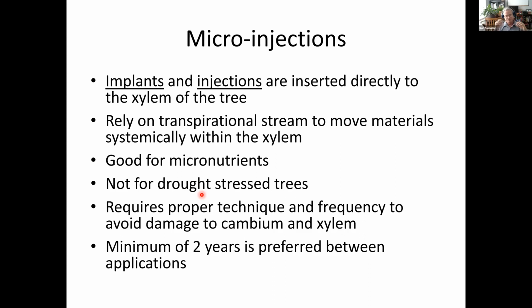It does some damage. And so every time you wound a cell, remember wounding is killing when it comes to plants. So when you drill, you're actually going to kill some of those cells that are not going to be replaced, so you're introducing the possibility of decay. So it's not something you want to do every 6 months. It's probably not even something you want to do every year. In fact, the preferred minimum is application every 2 years.